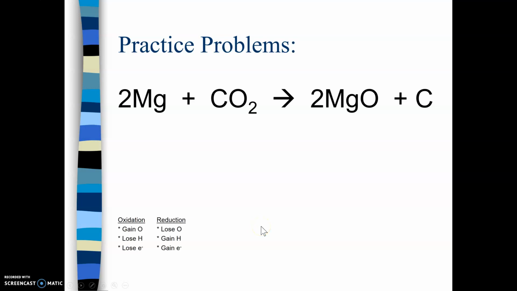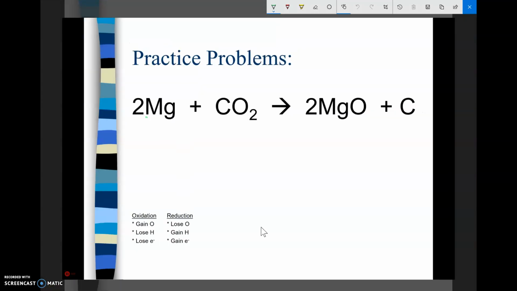Now we're just going to do some practice problems. We're going to compare the same substance on both sides of the reaction. So right here, we have magnesium, and on the product side, we want to look at magnesium as well. Notice that on the left, we have no oxygen. On the right, we have an oxygen. So we have gained oxygen, and that means magnesium is oxidized.